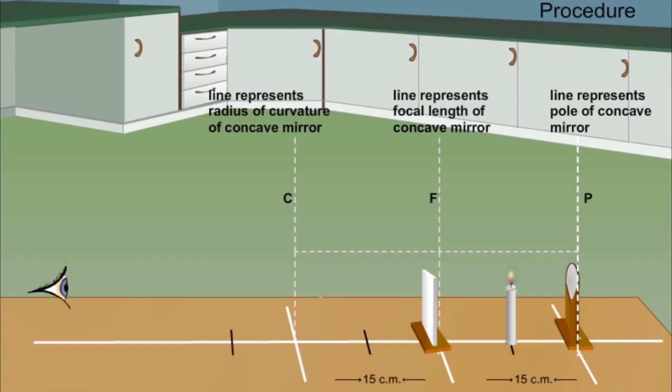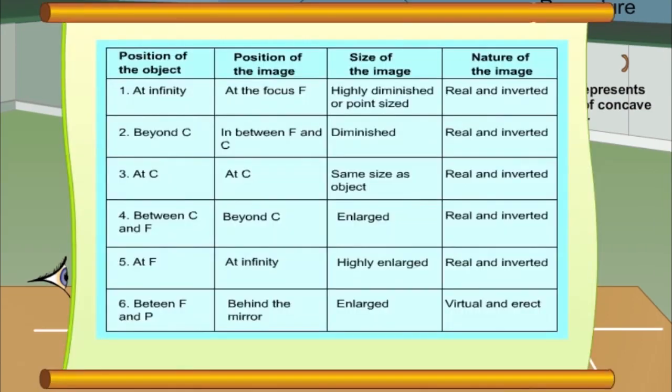So we will note down all our observations in this table, in which we will first write where exactly the position of the object was. Then we note down the position of the image, the size of the image and the nature of the image formed. We saw that the various positions of the object were at infinity, beyond C, at C, between C and F, at F, and between F and P.